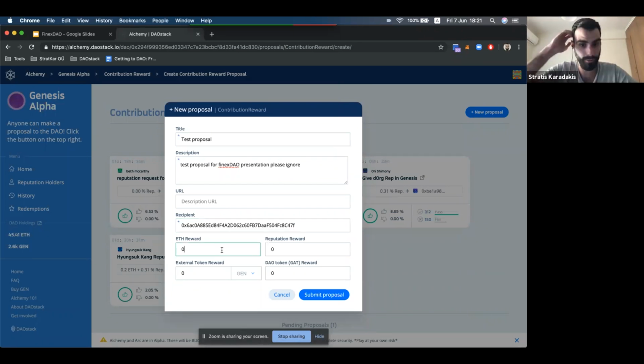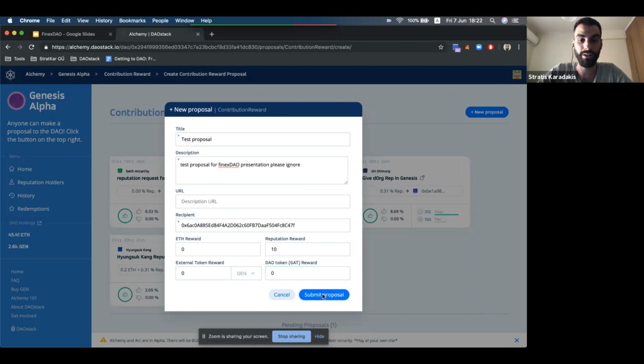I'm not going to ask for any reward because I know it's going to get rejected anyway. I can ask for reputation as well. Let's say, for the sake of argument, I ask for 10 reputation tokens. There's also the possibility to ask for tokens other than ETH. This is the list of tokens currently supported. You can also ask for the DAO tokens, which are tokens issued by the DAO. This is currently simply a placeholder token, but you can choose to issue your own tokens and have a potential fundraise by issuing and then distributing them.